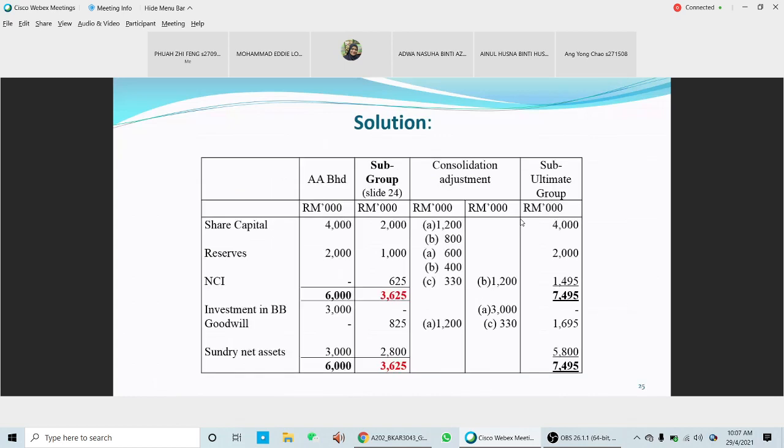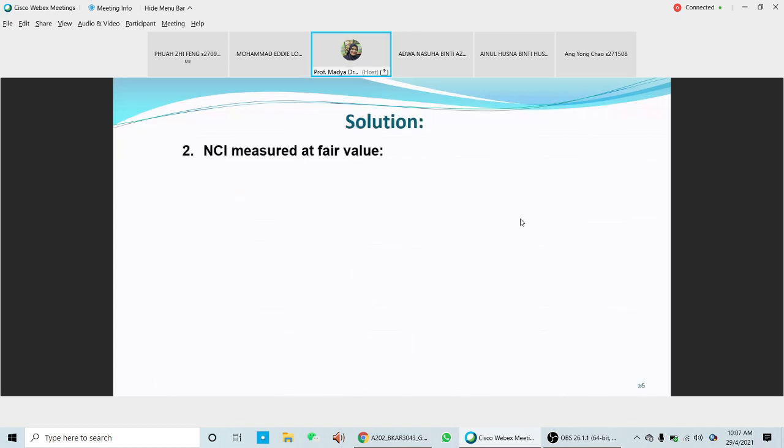24, 25 done. Okay, you have two methods, so just repeat a little bit. We have two methods to prepare a consolidated financial statement when we have more than one subsidiary. The first one is step by step, and the other one is the one stage method. We're going to learn about the one stage method today.